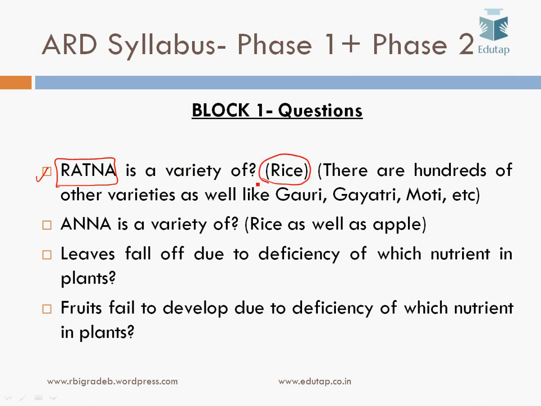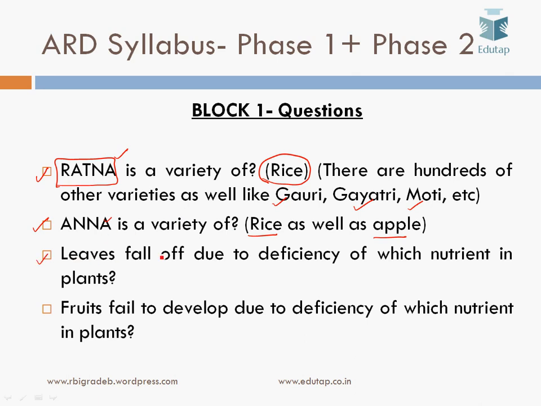Now there are hundreds of varieties of rice, like Gauri, Gayatri, Moti, so many varieties, and Ratna is just one variety of rice. Another question was, Anna is a variety of? Now Anna is a variety of rice as well as apple. Right, since I don't know the options that were given in the original examination, I'm not sure of the answer. But Anna is a variety of rice as well as that of an apple, right?